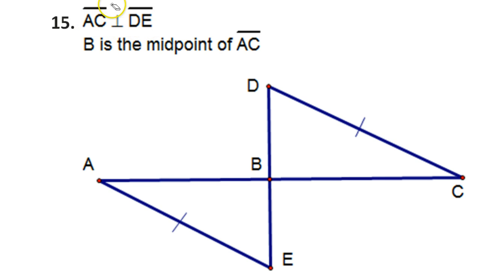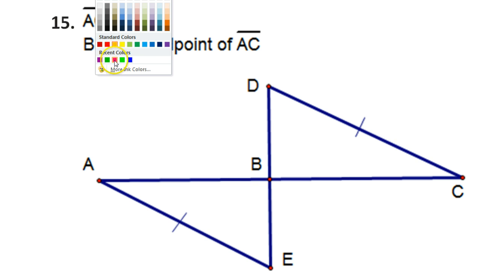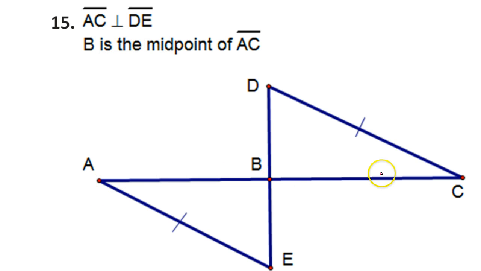All right, 15 has a little extra information going on. AC is perpendicular to DE. Okay, here is AC, and here is DE. They are perpendicular. That means that these are 90 degrees. All right, they've given us that indirectly. B is the midpoint of AC. So this is the midpoint of AC. That means they're giving us that AB and BC are congruent.